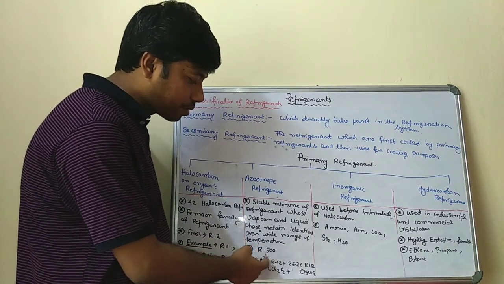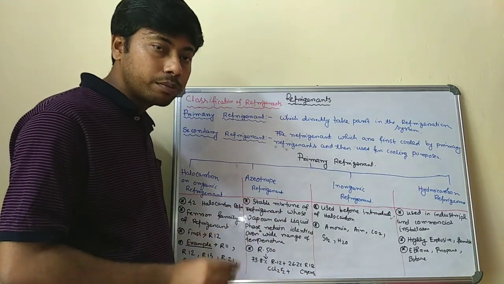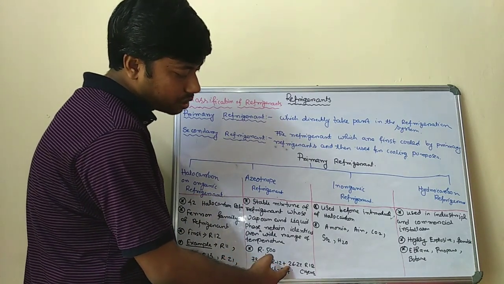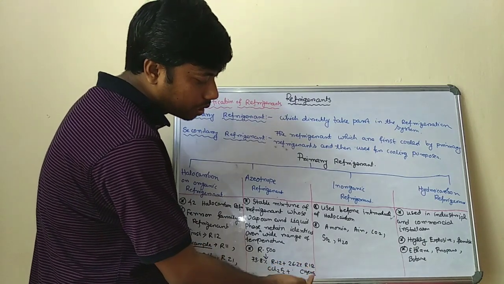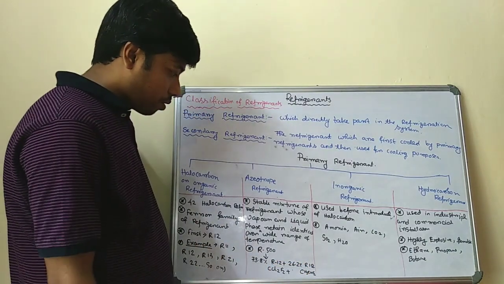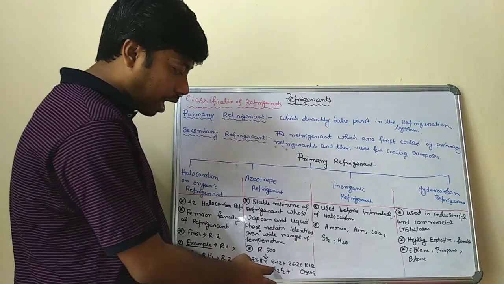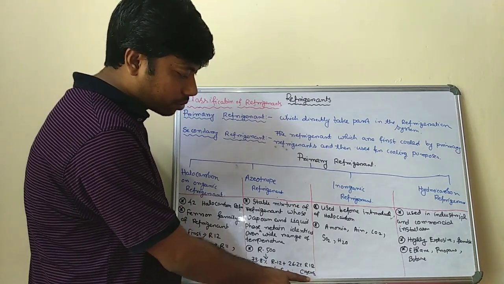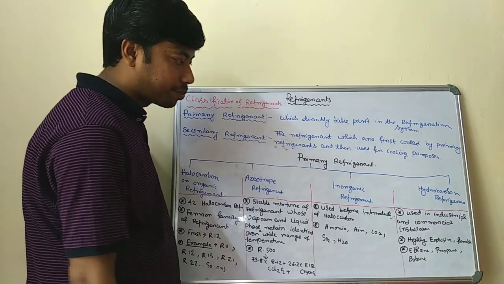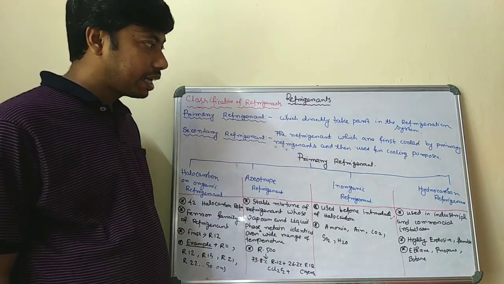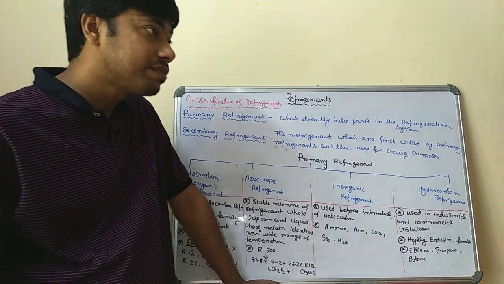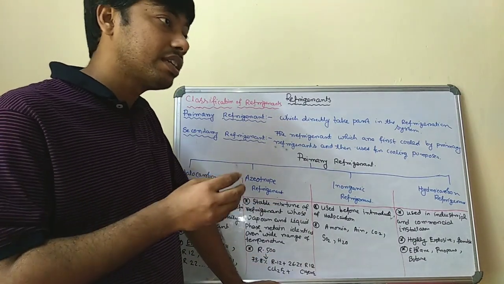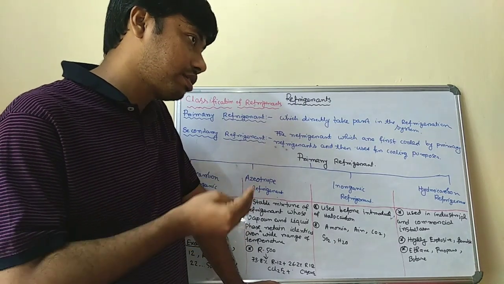So basically this type of refrigerant is a mixture of two refrigerants: 73.8% R12 plus 26.2% R152a. R12 is CCl2F2, and R152a is CH3CHF2. These are the halocarbon refrigerants, and another type is hydrocarbon refrigerant, which is used in industrial and commercial purposes, and which is very important in our industry scenario.